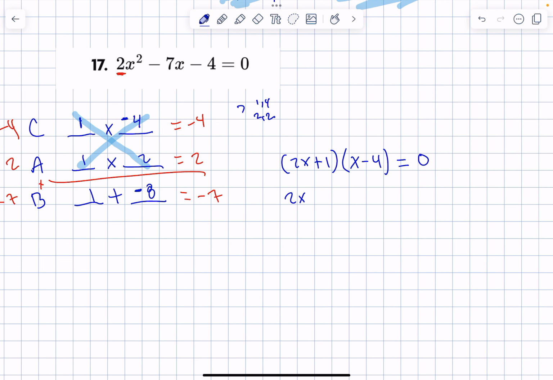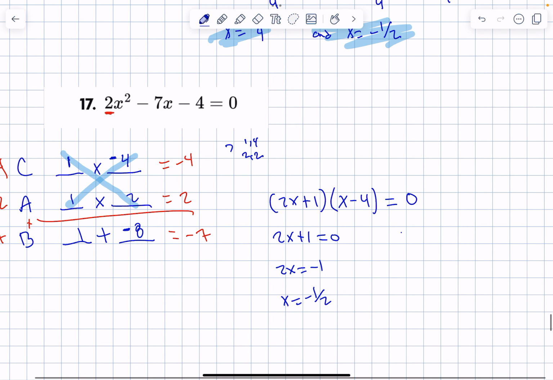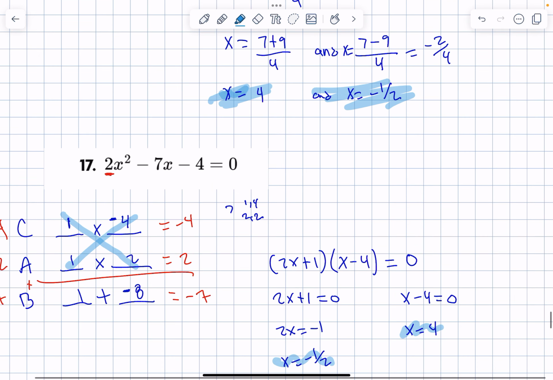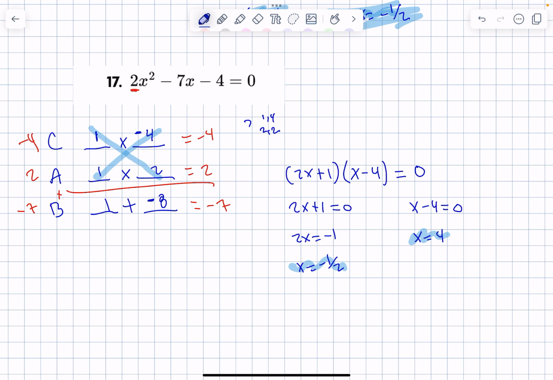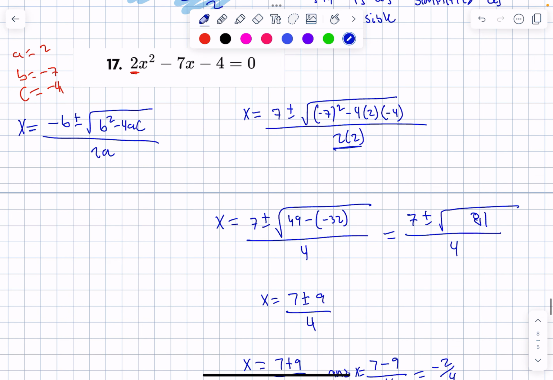Again, we set up our equations equal to 0. We get that 2x is equal to -1. X is equal to -1/2 is my first solution, which is what we found. X minus 4 equals 0, and x is equal to 4. So both of these are solutions, which are the exact same ones we found over here. So again, this was done by factoring. I used the quadratic formula. So again, two different ways of solving this.